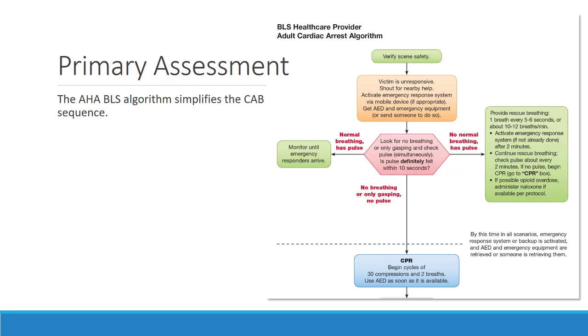The algorithm gives us a branching point. Going to the left, if they have normal breathing and have a pulse, then we monitor until emergency responders arrive. Or if we're transporting, we would go ahead and treat for what we can and transport. To the right, it says no normal breathing, has pulse, and it goes through to highlight the CPR sequence. And as we can see, we can move on down through that algorithm.